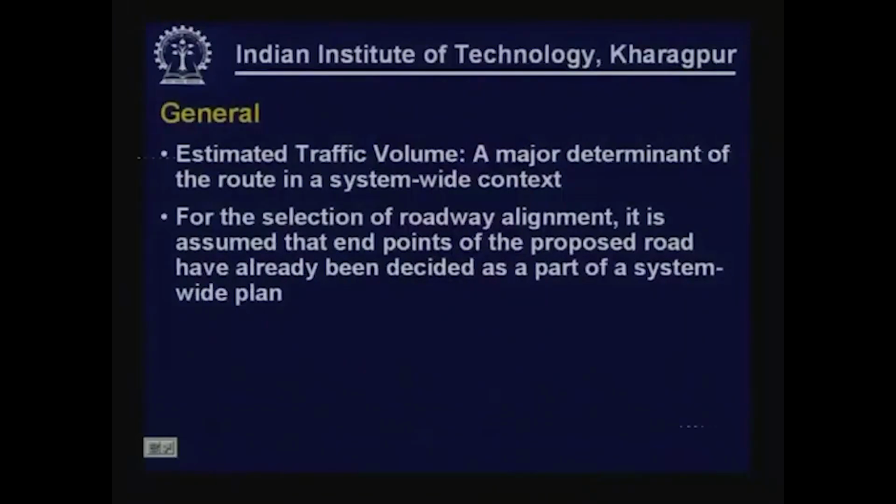So, at this stage we are only trying to fix up the alignment while connecting these 2 points by a route. For the selection of roadway alignment, it is assumed that the endpoints of the proposed road have already been decided as a part of the system-wide plan, as I explained just now. We have already decided that point A and point B are to be connected. We are only deciding at this stage how we connect these 2 points with a route.